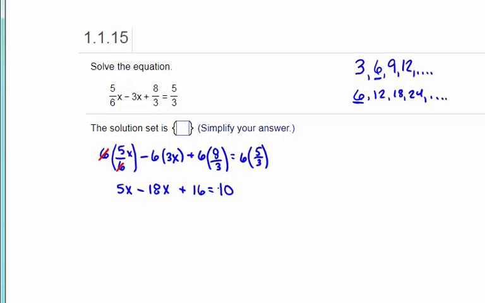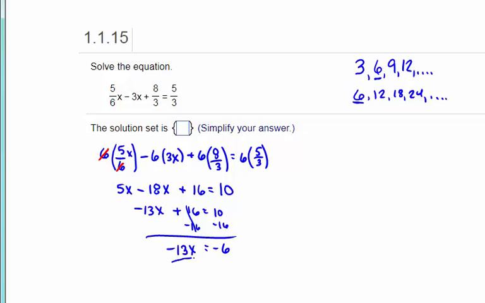Okay, now that the fractions are gone, we are left with the linear equation that we want to solve. So we're going to combine like terms. I have a 5x and a negative 18x, so 5 minus 18 is going to give me negative 13x. And then our goal becomes to get the x's on one side of the equation and the numbers on the other. So I'm going to subtract this 16 off. It's going to give me negative 13x is equal to negative 6.